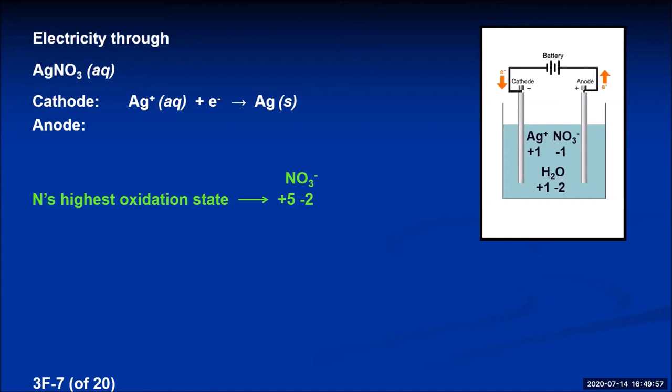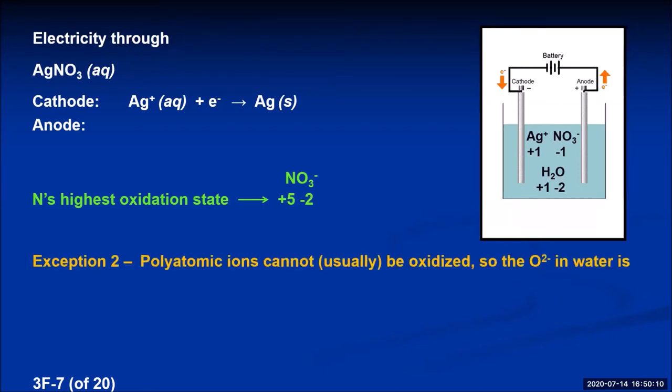it cannot be oxidized. So you will find that if the negative ion in your dissolved salt is a polyatomic ion, almost always the element bonded to oxygen will be in its highest oxidation state. So polyatomic ions cannot usually be oxidized. So instead of the nitrate being oxidized, it's going to be the water that's oxidized, and that's going to be the oxygen in the water that's undergoing oxidation.